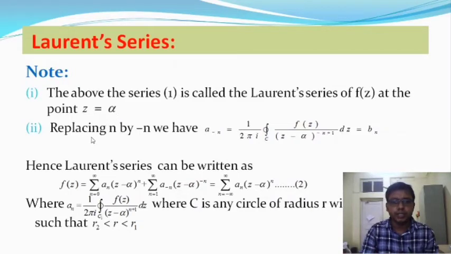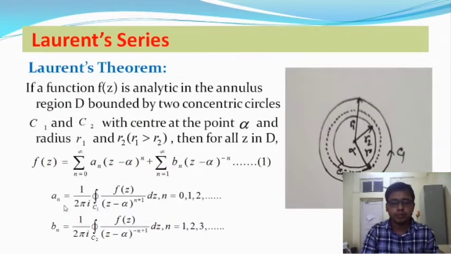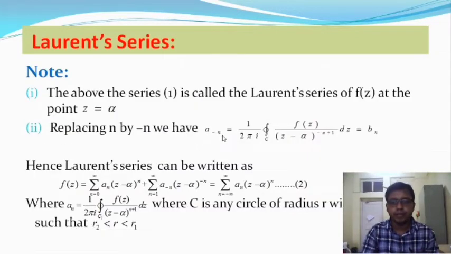Now we replace n by minus n. Then from a_n we get a of minus n, and this is equal to 1 by 2 pi i closed integration over C1 of f of z by (z minus alpha) to the power minus n plus 1 into dz, and you know this is equal to b_n, the value of b_n. So b_n is equal to a of minus n. If we replace n by minus n, we get a of minus n, and a of minus n is the same as the value of b_n.